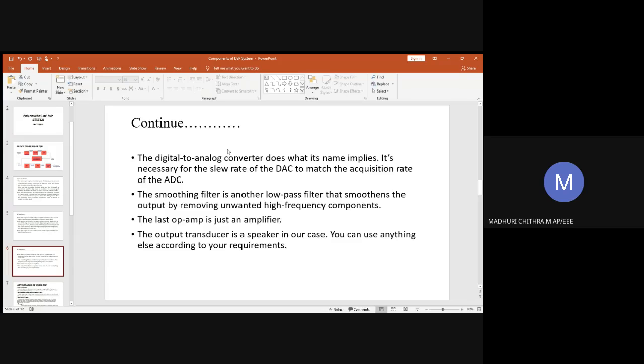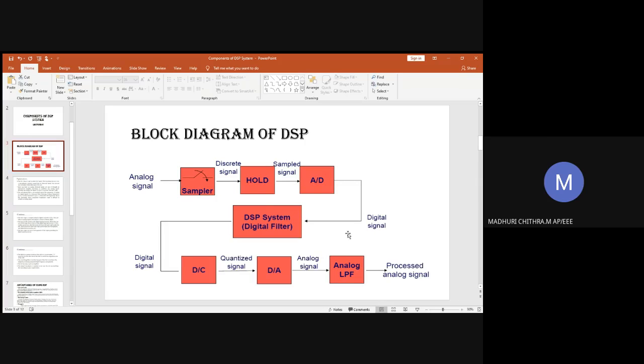The smoothing filter is another analog low pass filter. I have already told you about the anti-aliasing low pass filter. So why are we using the analog low pass filter? Here we get unwanted noise from the digital to analog conversion, so we have to process the analog signals.